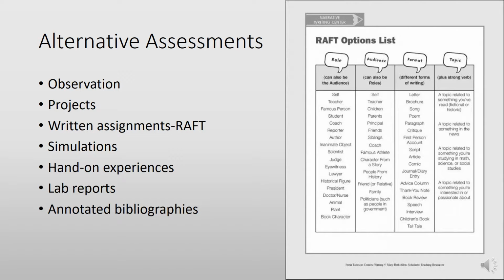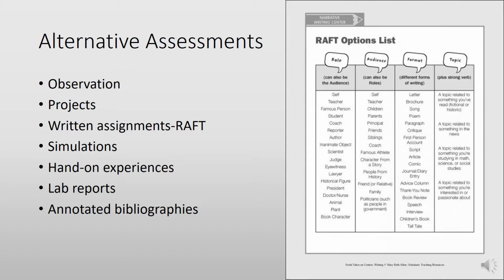For example, the RAFT on the right is a way that you can change up the assignments that students do. They can create something based on a different role, such as a lawyer or a historical figure. They can present it to a different audience besides just the teacher. They could pretend they're presenting it to politicians or a principal or classmates. The format can change. It could be a brochure, a song, or an interview. And the topic can be varied.